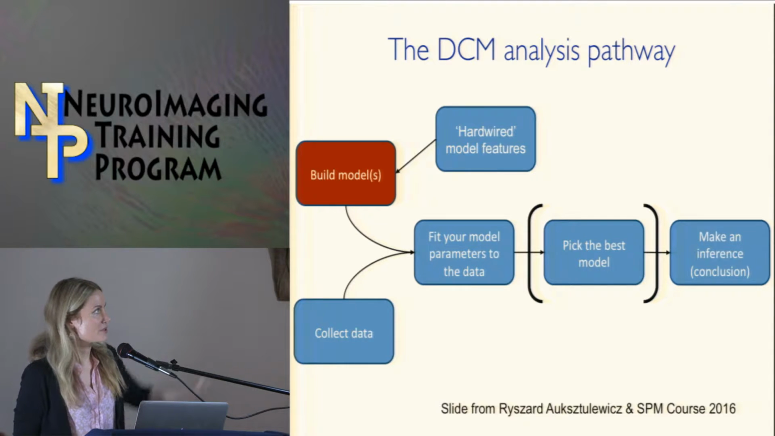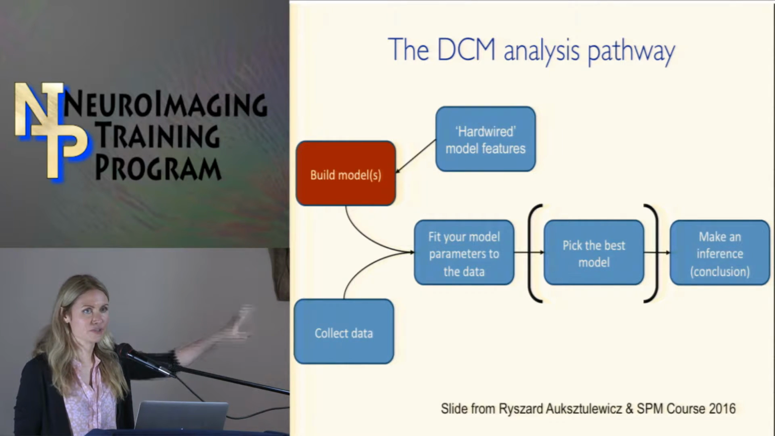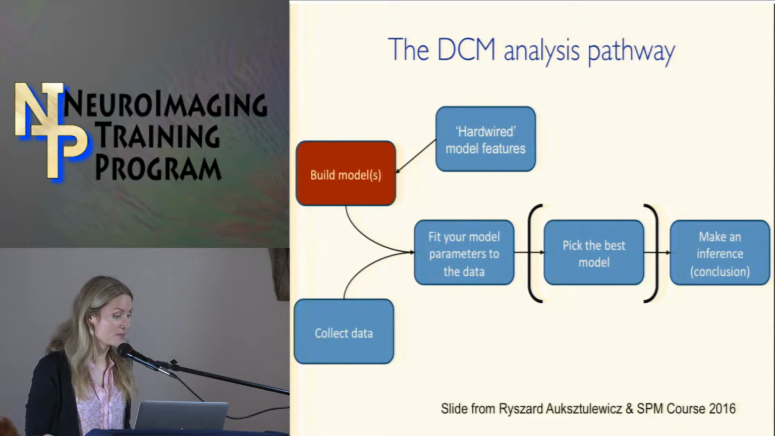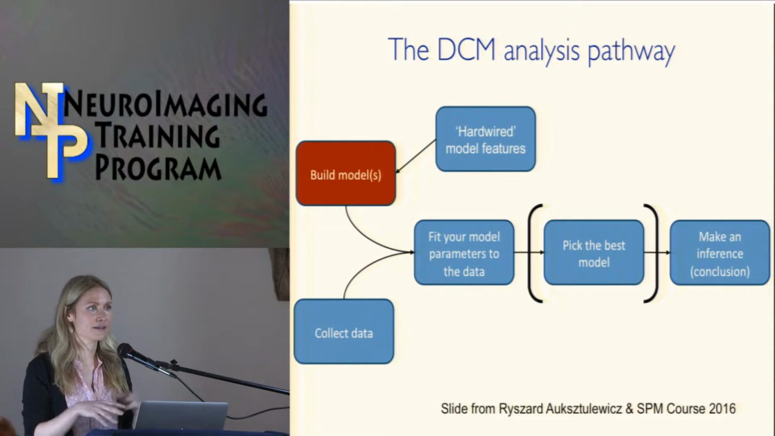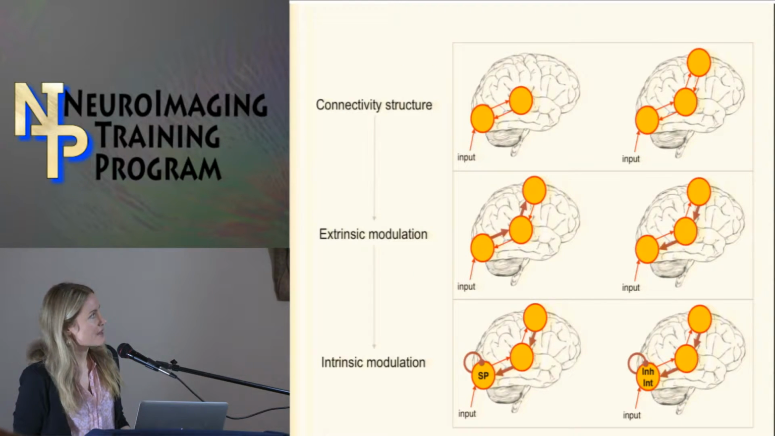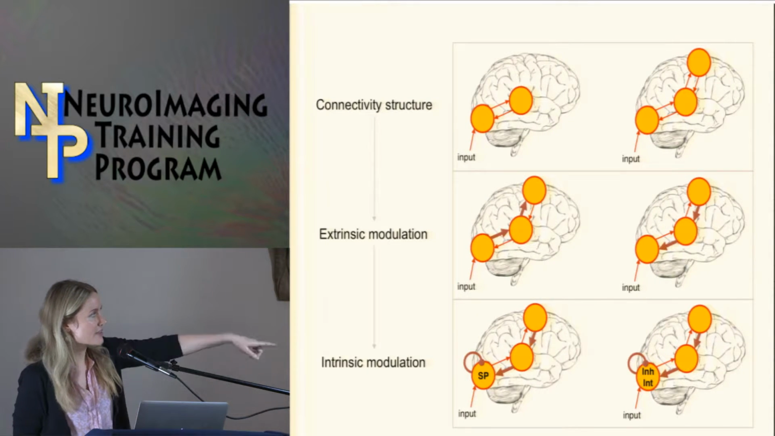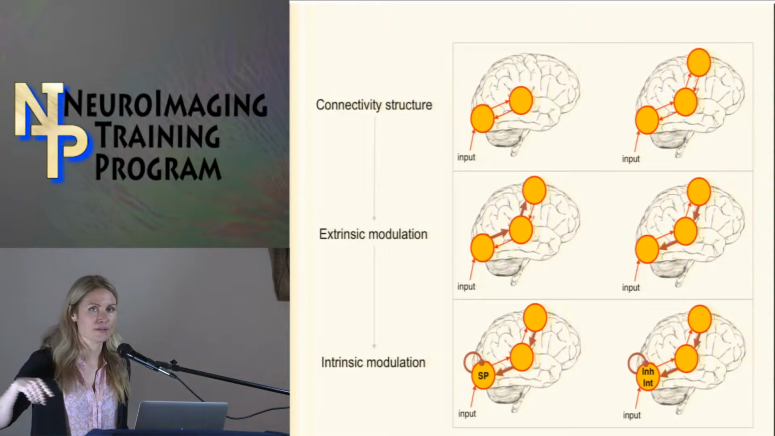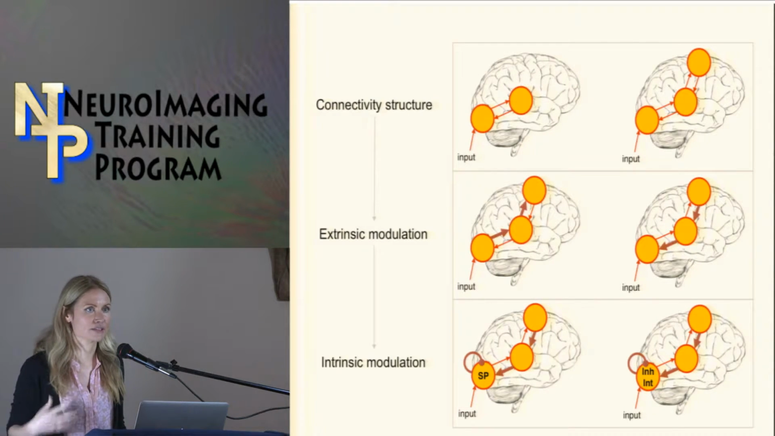So now that you've chosen your hardwired model features, which aren't exactly hardwired, but they're estimated, of course, in their parameters. But once you've chosen your measurement model, you then want to build the connectivity architecture. So you can have a number of different hypotheses. They could be, do we have 2 regions involved or 3? And then you can have extrinsic modulation, where there's modulation between the different regions, or intrinsic modulation, where perhaps the coupling between a specific area and itself actually changes as a result of a task.